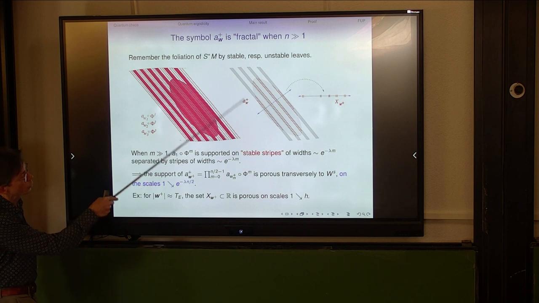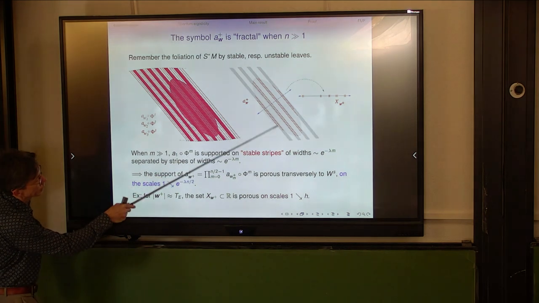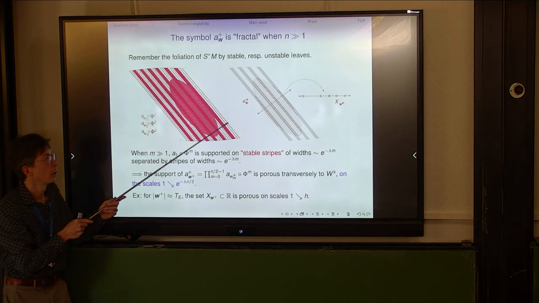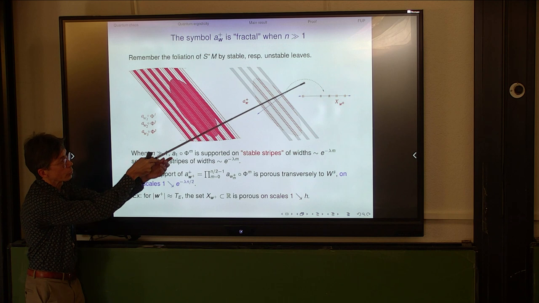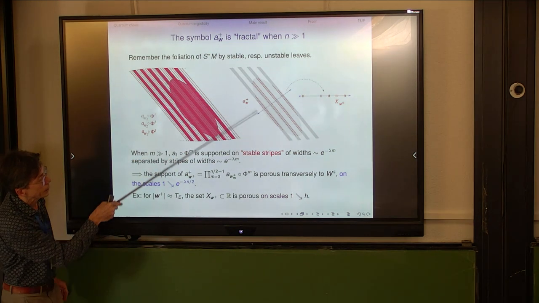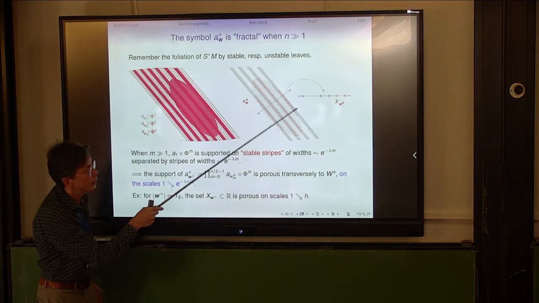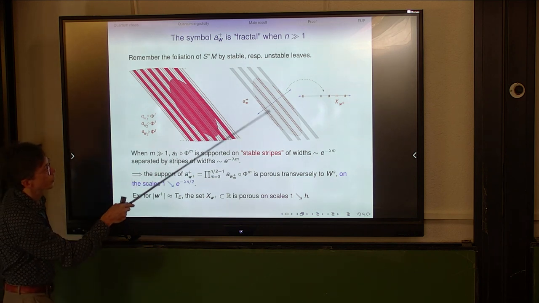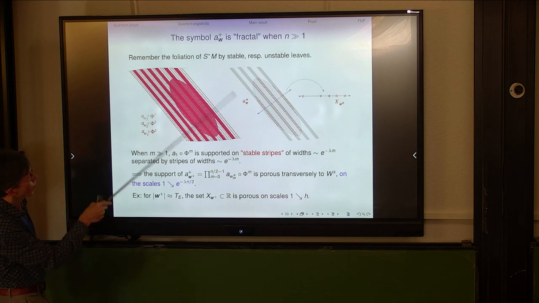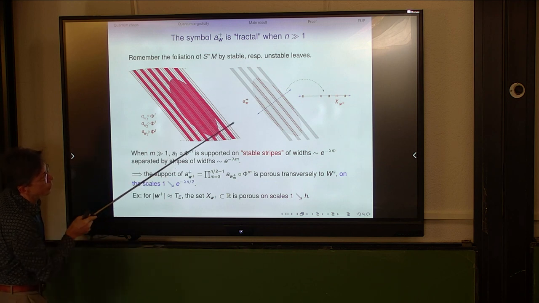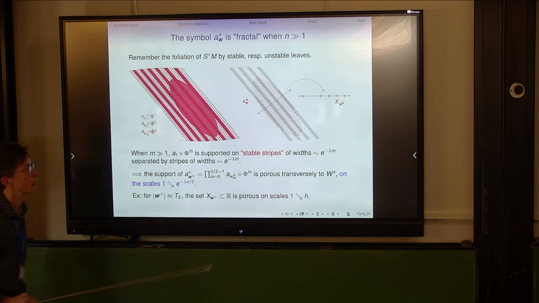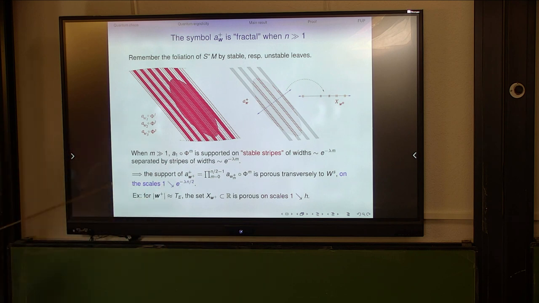The function of the support is just some nice interval, but if you go transversely to this direction, for instance in the unstable direction, what you observe, when you take the intersection of the support, is a set which really has this fractal property. So X_W^+ is just the intersection of the red stripes with this blue interval, and you end up with something which has a fractal structure from the size 1 down to the size e to the minus lambda n over 2.